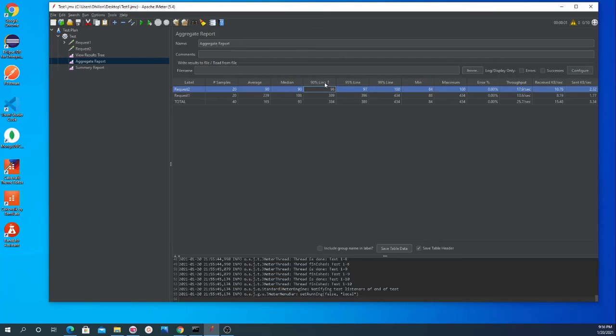That means 90% of the requests took either 96 or less than 96. Similarly, 99% of the requests took 434 or less than this. So there were 0 errors because there were no errors. So this will also tell us the total of all these samples. So a lot of times this is the exact numbers that you guys will be asked.